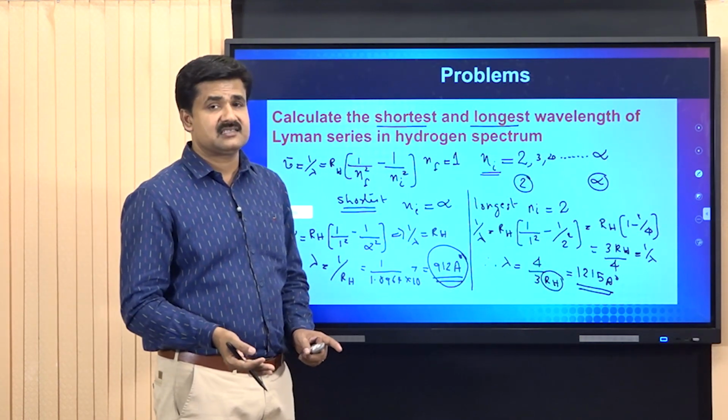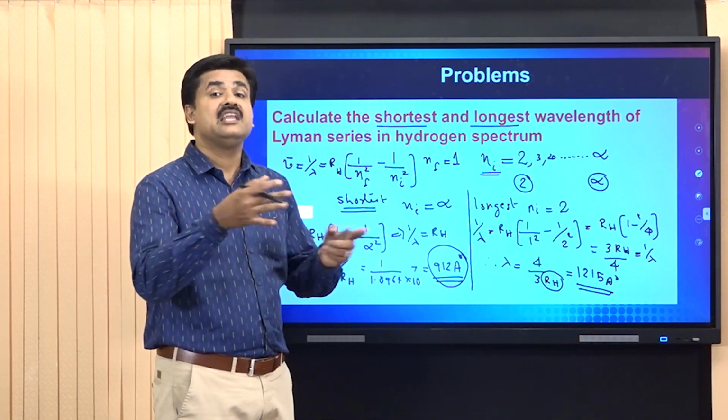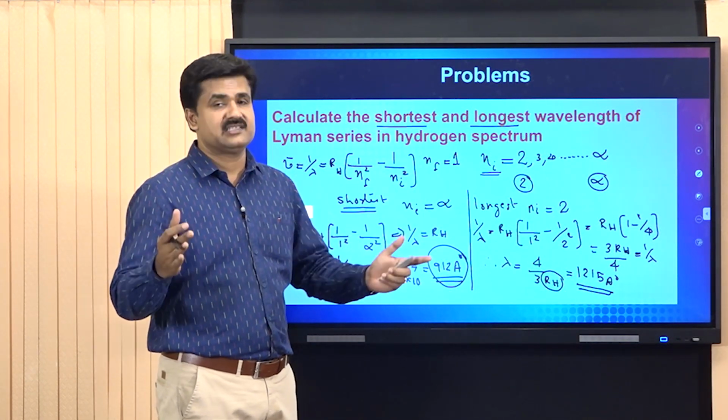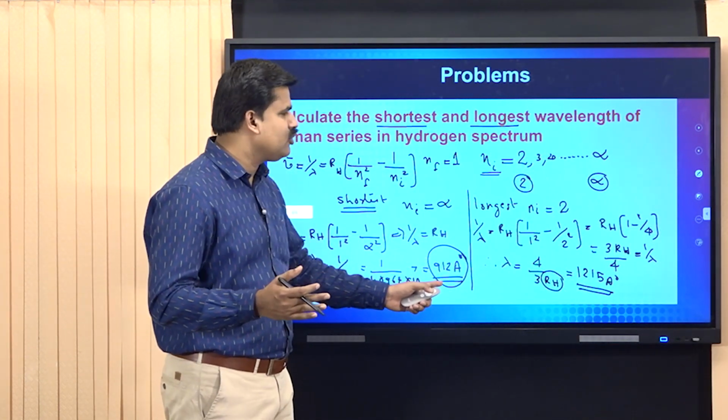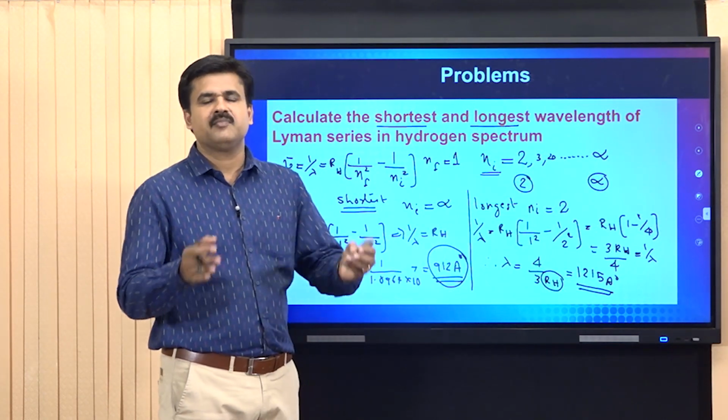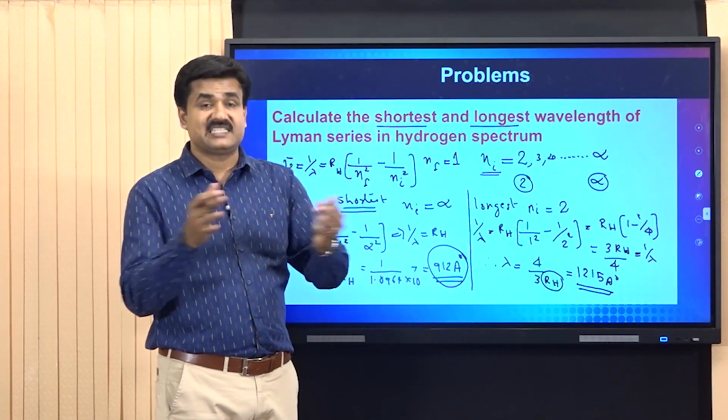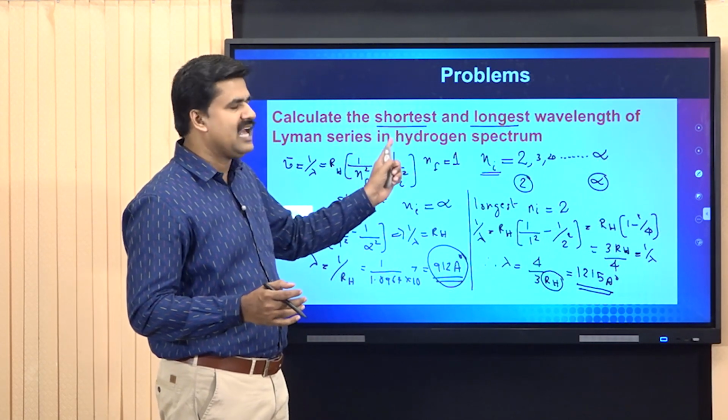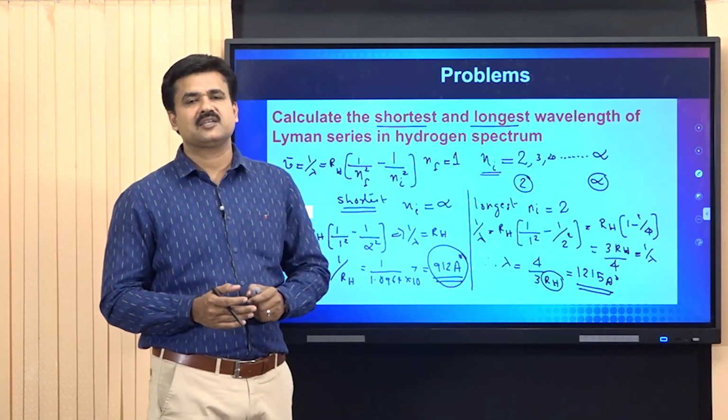All other lines in the Lyman series are in between these two ends. So, 912 and 1215 angstrom are the wavelength limits of the Lyman series of the emission spectrum of hydrogen.